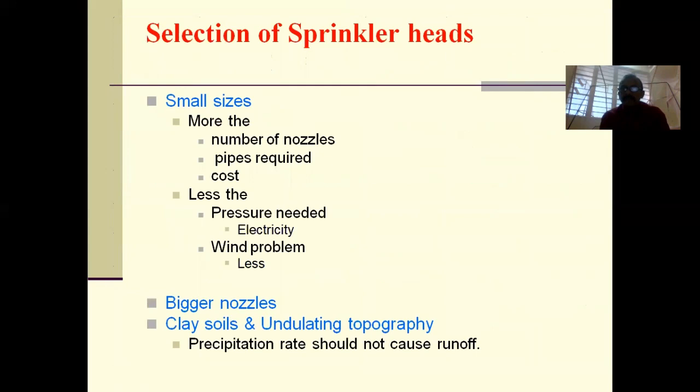And when we use small size sprinklers, the operating cost will be less, because the pressure needed will be very less, because we are throwing the water to a smaller distance. So the electricity spent on sprinkling will be very less. And the problem due to wind in small size sprinklers will also be less, because the water is suspended in the atmosphere for a less time. So there will not be much drift problem.